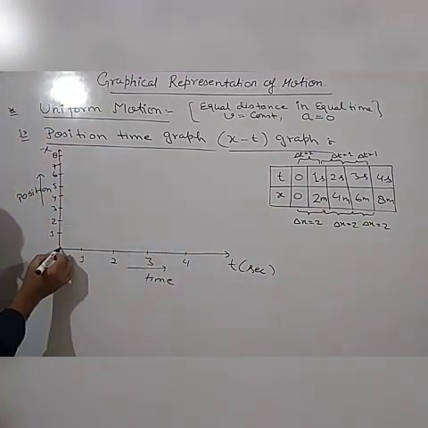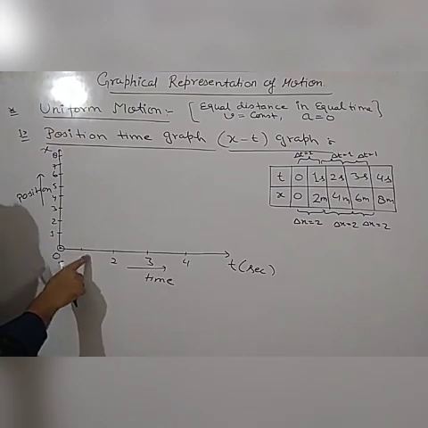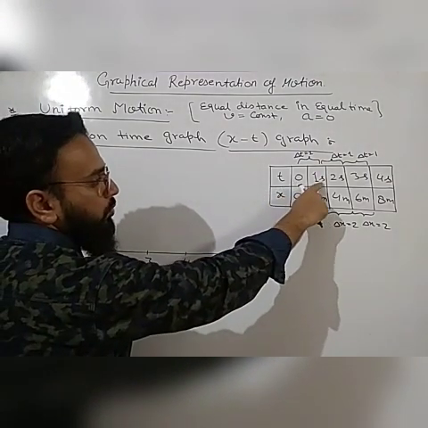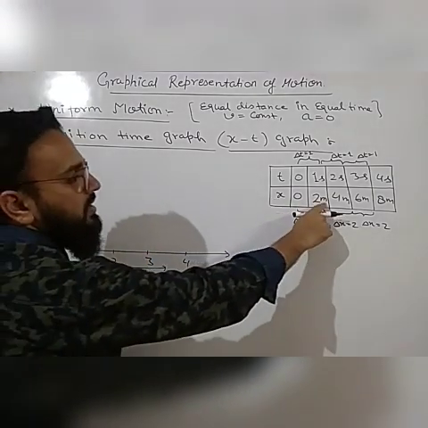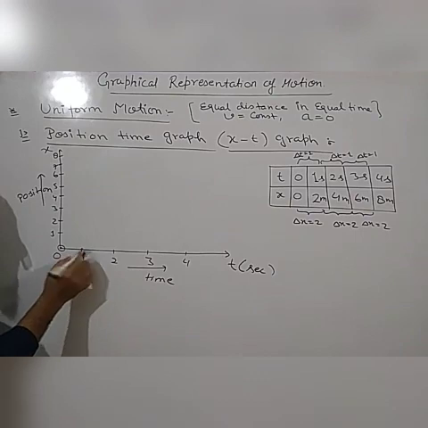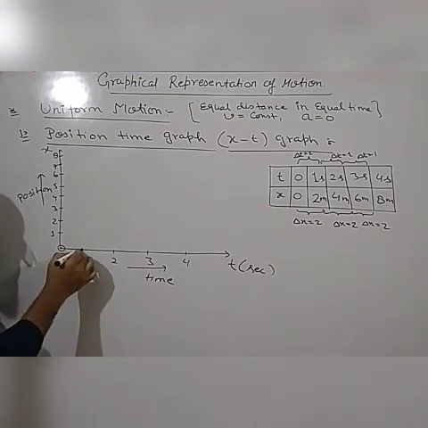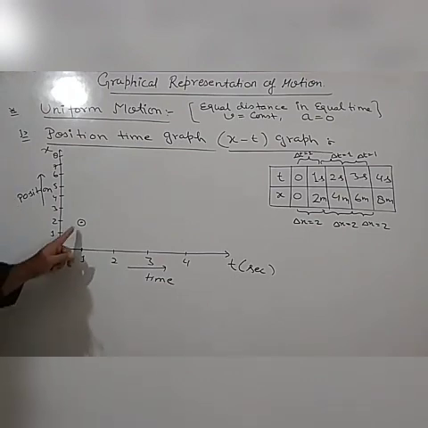So at t is equal to 0, x is also 0. At t is equal to 1, first we will move to t equal to 1 second. At t is equal to 1 second, what is x? x is equal to 2 meter. Means first we will move to a distance of 1 meter on time axis and then a distance of 2 on position axis. So the second coordinate will be this 1, 2.